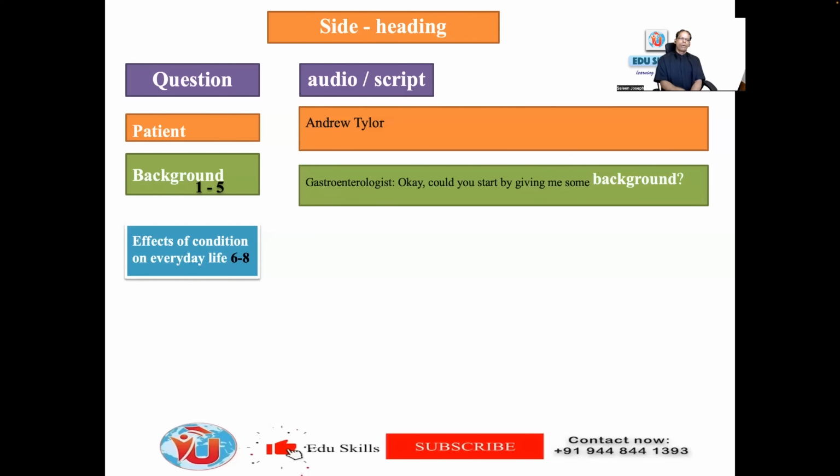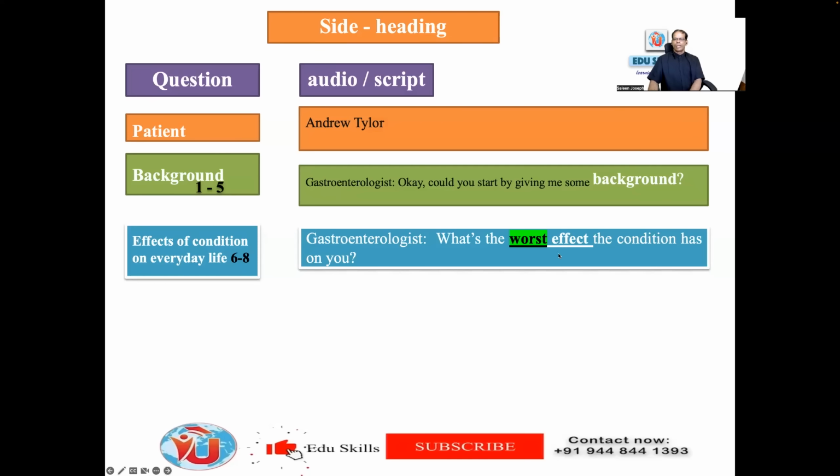And effects of condition on everyday life. Background. Next one is effects of condition on everyday life. How does it affect your daily life? So 6, 7, 8, 3 questions are there. And the question is, what is the worst effect the condition has on you? The worst. You have a comparison or a scale here. And that leads to the answer.